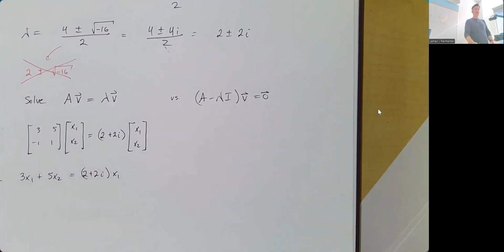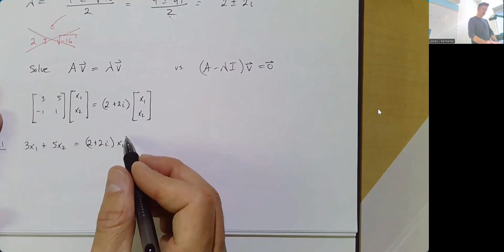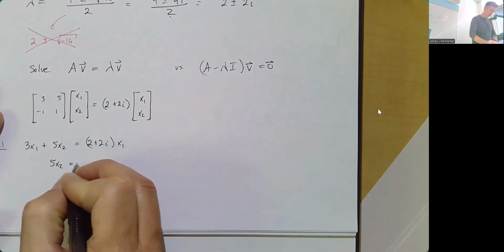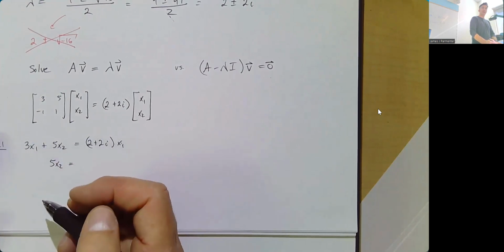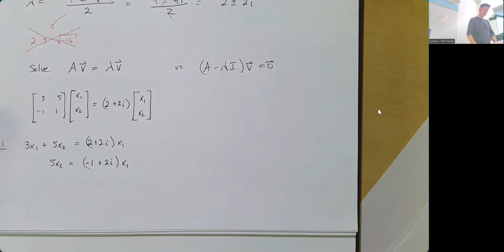And then just like any other time, we're going to isolate the x1s and the x2s. So I'm going to subtract 3x1 from both sides. I don't love the choice I've made here. I'm going to get 5x2 equal to 2x1 minus 3x1, which is -1x1. So I have a -1 plus 2i times x1.